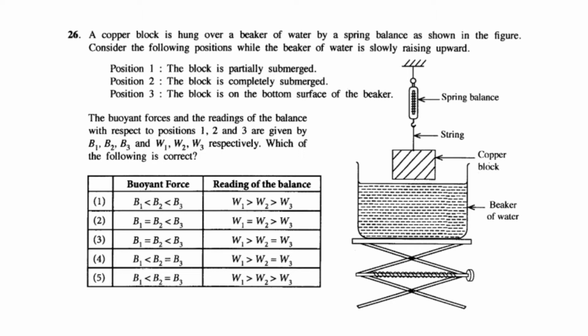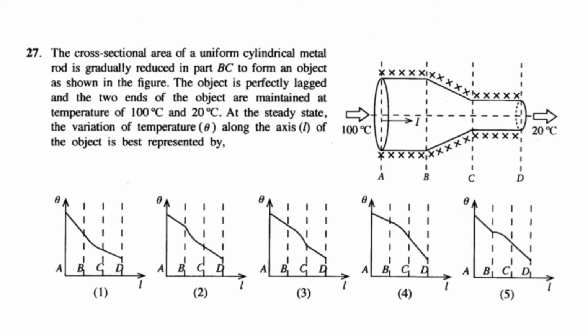Since B1 is the lowest, W1 must be the highest. W3 should be minimum since the string loses its tension when the block is in touch with the bottom surface. W2 should be in between W1 and W3. The answer is 5.